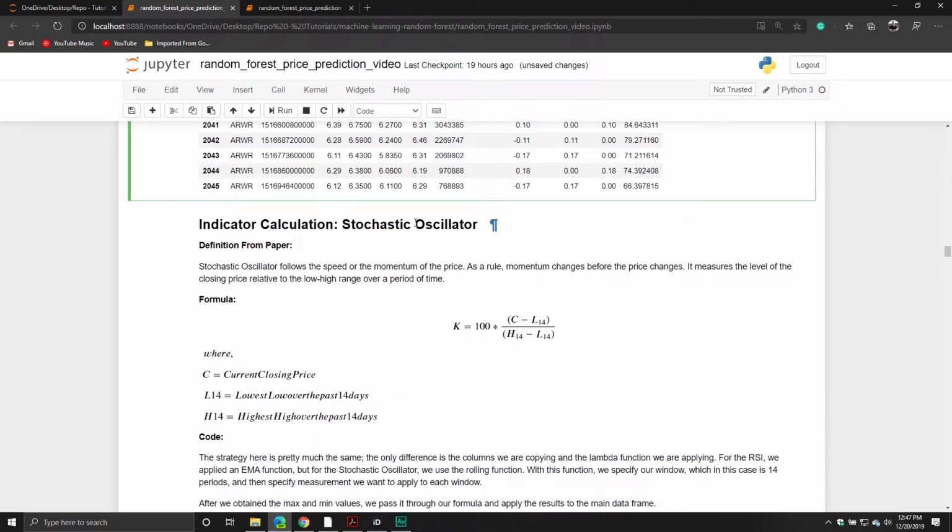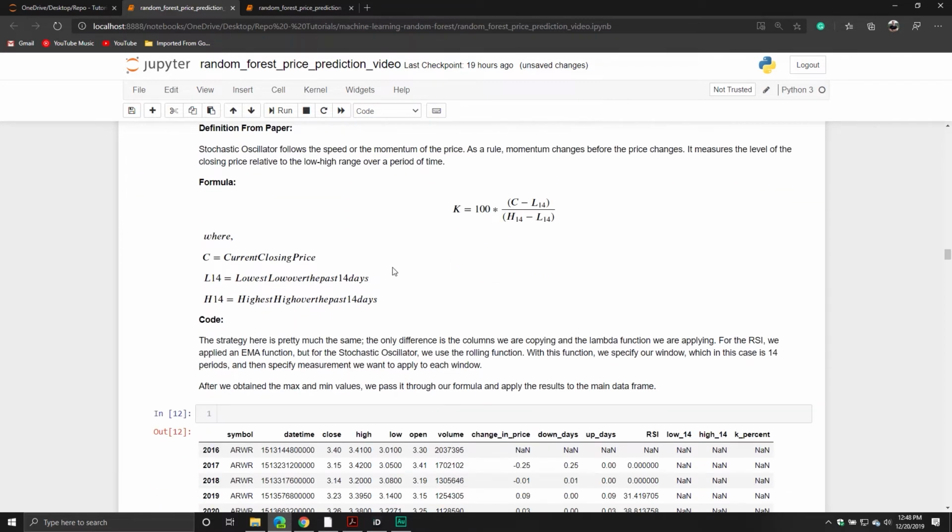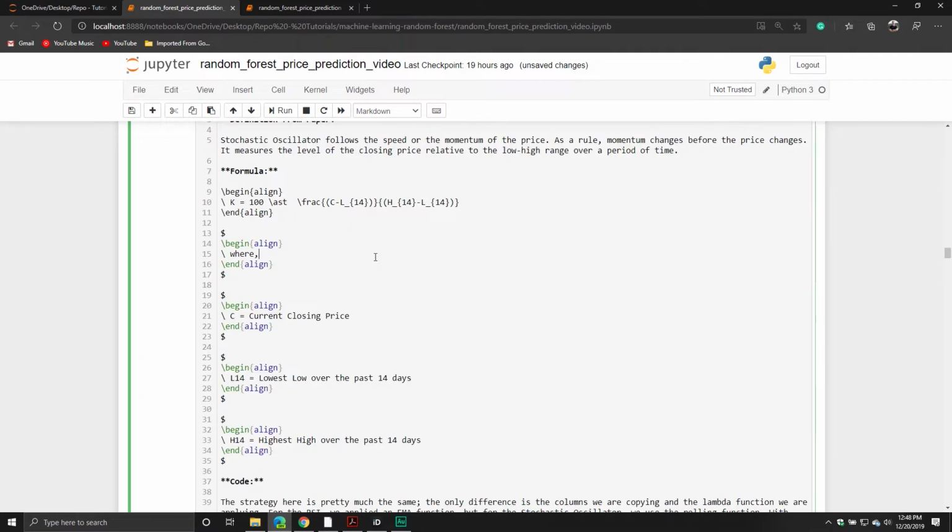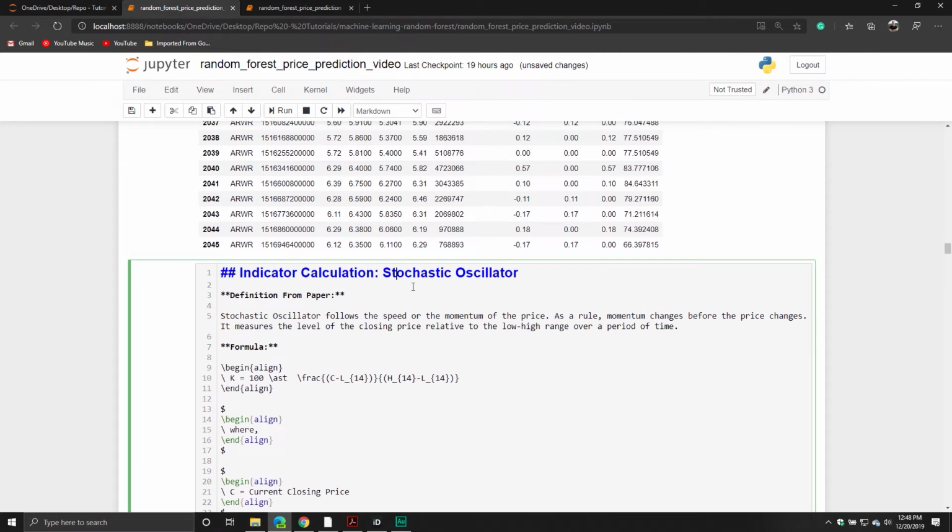Okay, so that was the RSI indicator. Let's move on to the stochastic oscillator. So this is another momentum indicator. The idea is that momentum changes before the price changes, so it measures the level of the closing price relative to the high-low range over a period of time. So with this one, it's 100 times the closing price minus the low of the last 14 days divided by the high minus the low. So basically the range that it was in for that last 14 days.